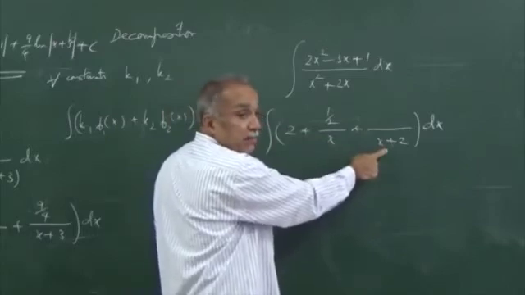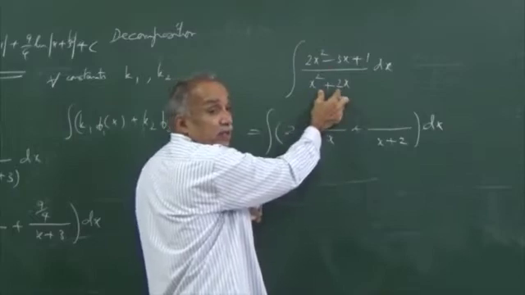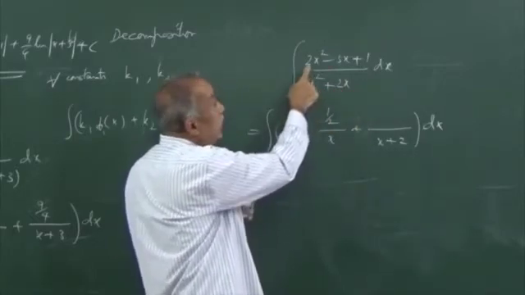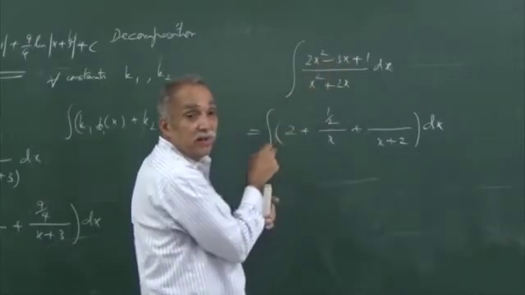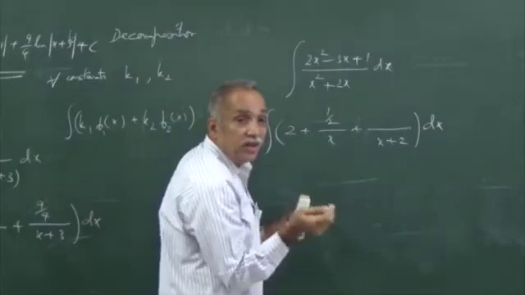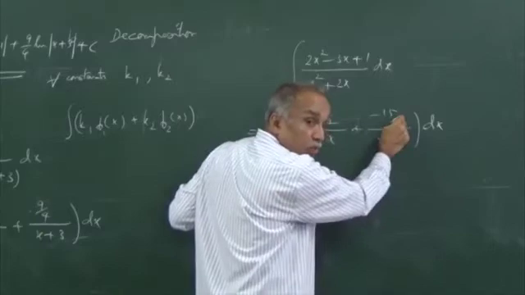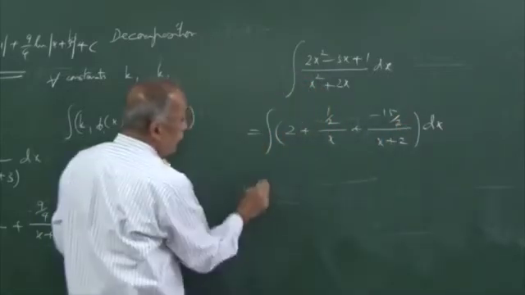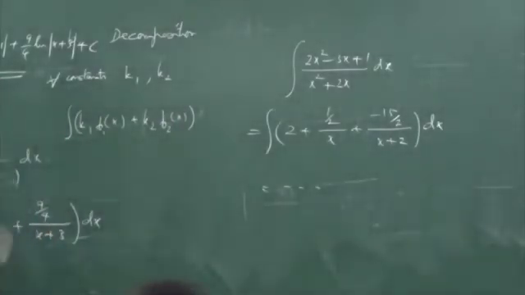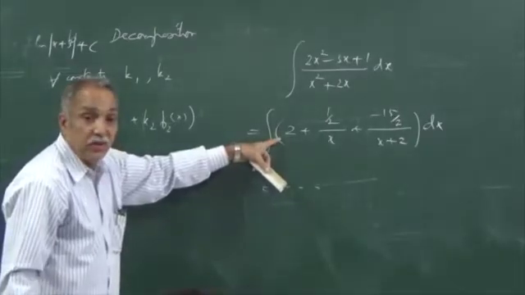To get this, apply x equal to minus 2 everywhere except in the factor x plus 2. x plus 2 is removed, x remains, replace x by minus 2. In numerator everywhere replace x by minus 2, you get the numerator of the second partial fraction. How much? 15 by 2. For this, the integral is 2x.